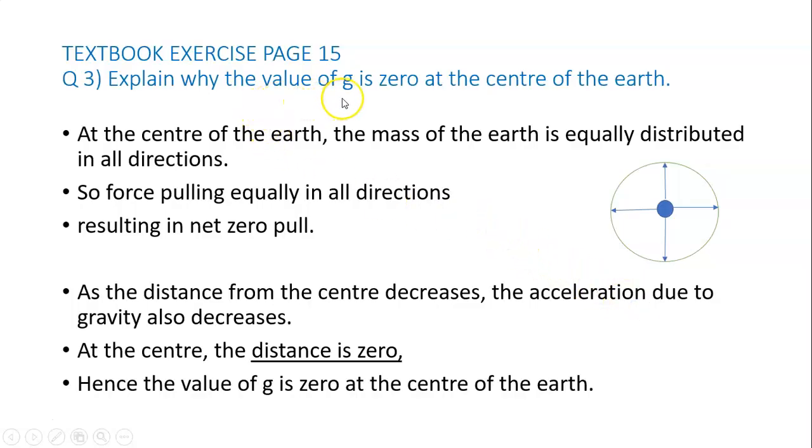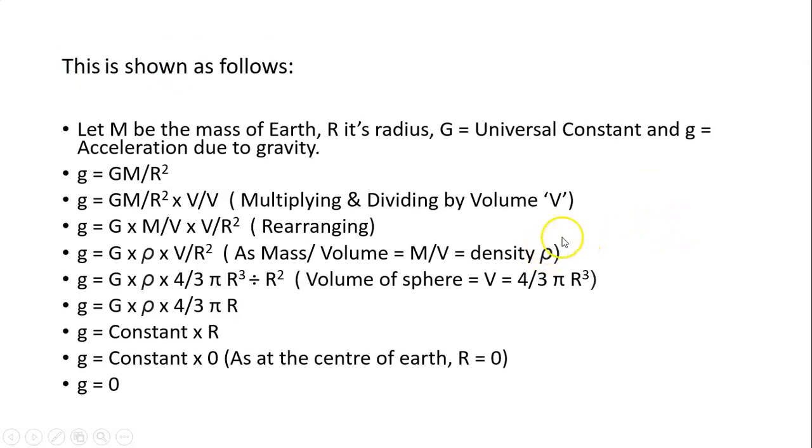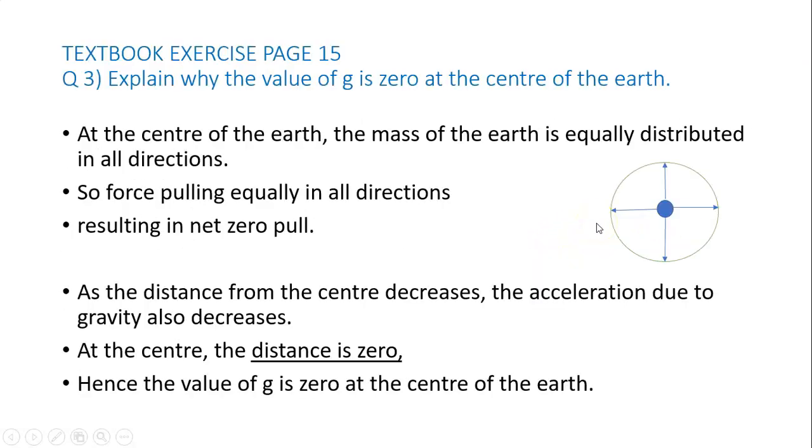Question 3. Explain why the value of small g is 0 at the center of the earth. At the center of the earth, the mass of the earth is equally distributed in all directions, so force pulling equally in all directions, resulting in net zero pull. As the distance from the center decreases, the acceleration due to gravity also decreases. At the center, the distance is 0. Hence, the value of g is 0 at the center of the earth.